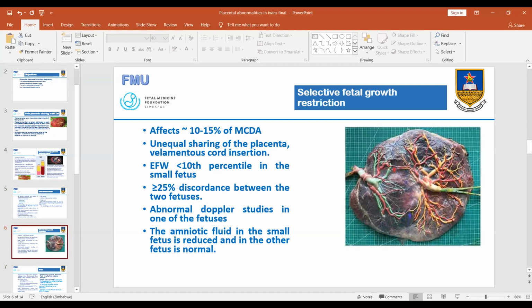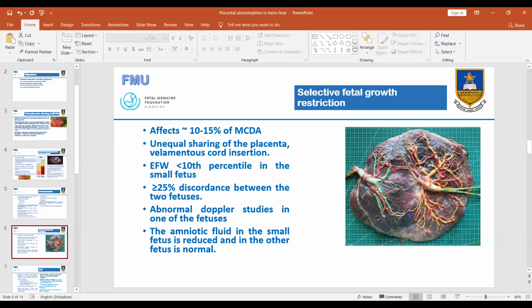For unequal sharing of the placenta, I have a diagram on my right side here, where we have one placental mass. On that one mass, we have the first cord on my right inserting almost at the center of the placental mass. And we have another umbilical cord inserting at the little corner in the periphery of the mass.